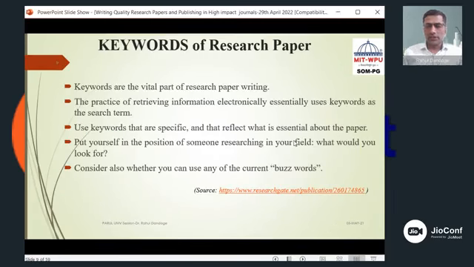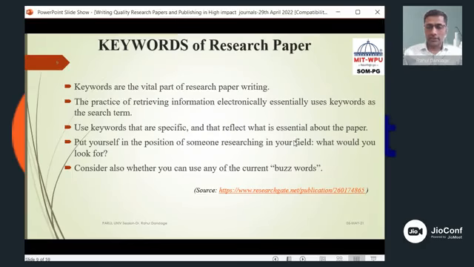Then next comes the keywords. Under the keywords, maybe 3 to 5. These are the standard maximum 6 keywords we can specify for any research paper. Again, keywords are very important from two different perspectives.